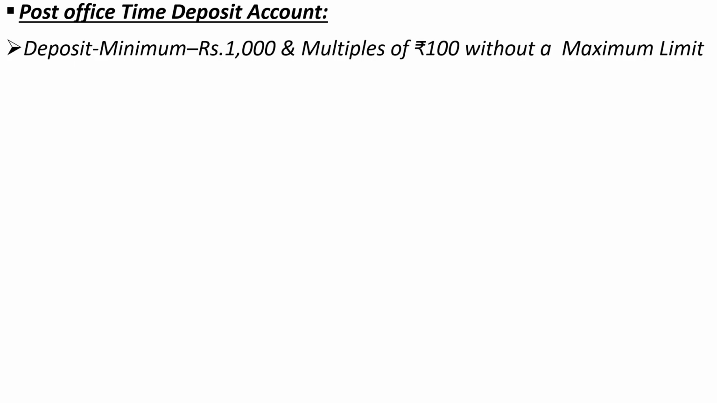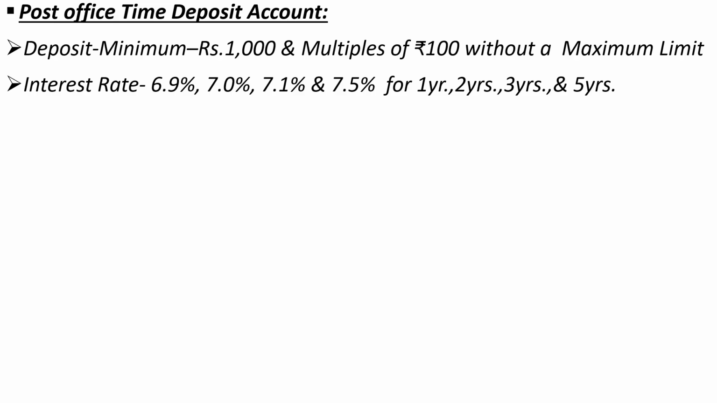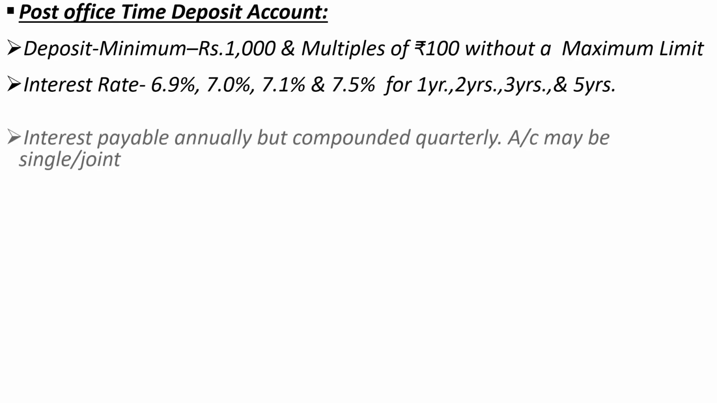Investment in post office time deposit account. One can invest in a post office time deposit account with a minimum of rupees 1000 and thereafter in multiples of 100 rupees without any maximum limit. Interest rate varies with the number of years of deposit. 6.9% is now offered for 1 year of deposit, 7% for 2 years, 7.1% for 3 years, and 7.5% for 5 years of deposit.